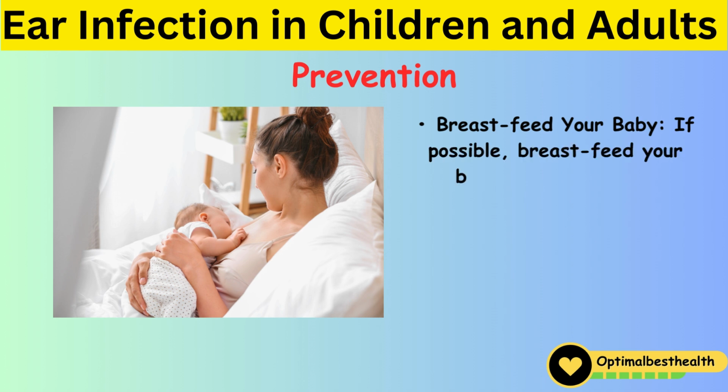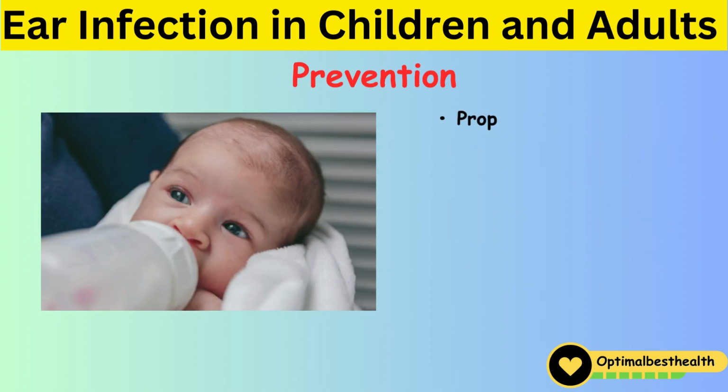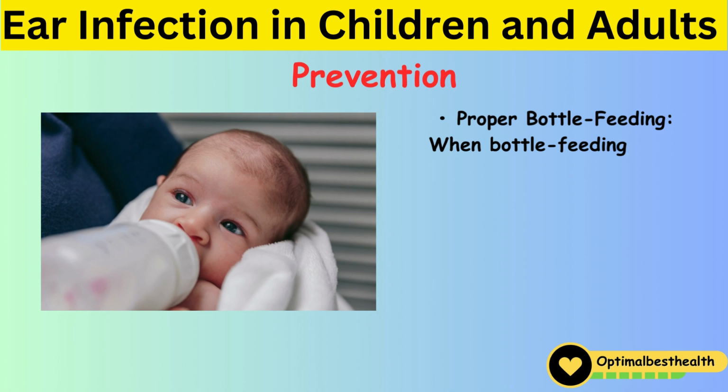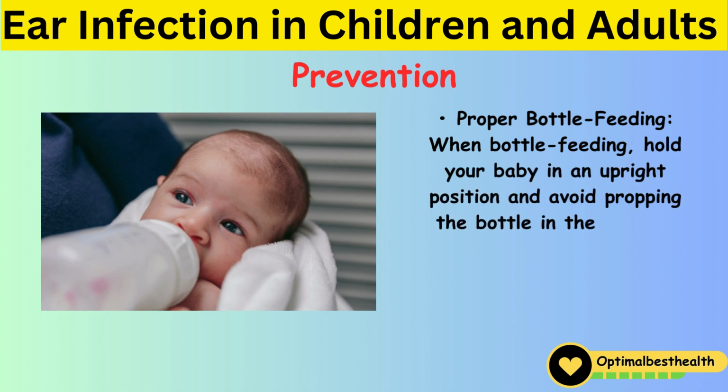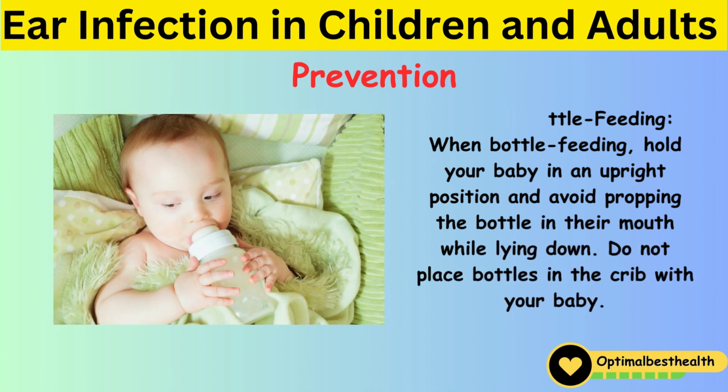If possible, breastfeed your baby for at least 6 months, as breast milk contains antibodies that may protect against ear infections. Proper bottle feeding: when bottle feeding, hold your baby in an upright position and avoid propping the bottle in their mouth while lying down. Do not place bottles in the crib with your baby.